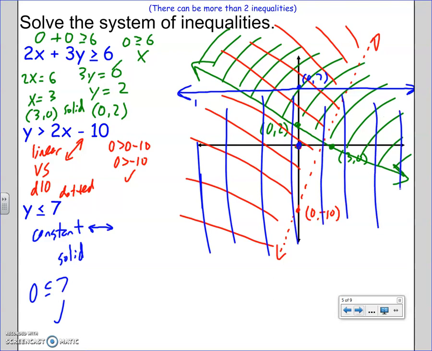Alright, kind of messy picture, but there is an overlap. It's a little triangle. So it's above this red line right here, below this blue line right there, and above this green line right here. So this area is our feasible region. Any point in that area is a solution.